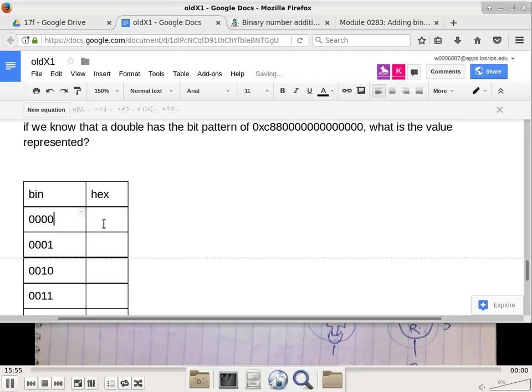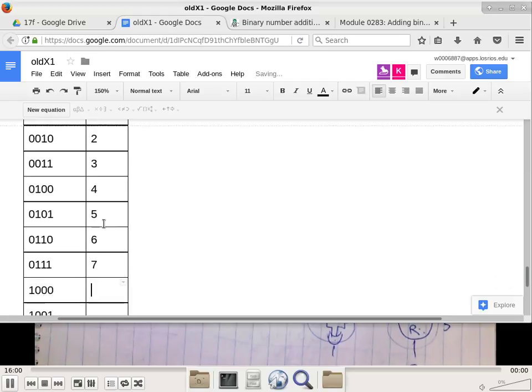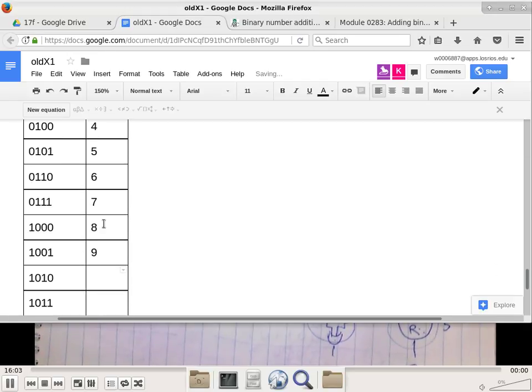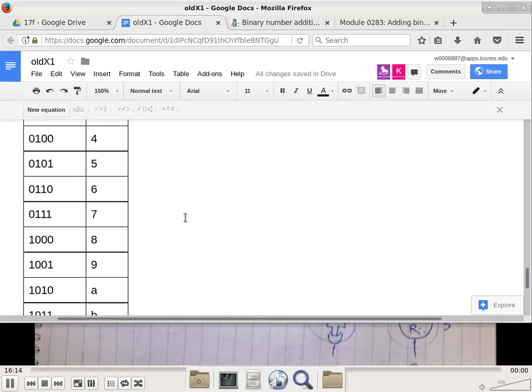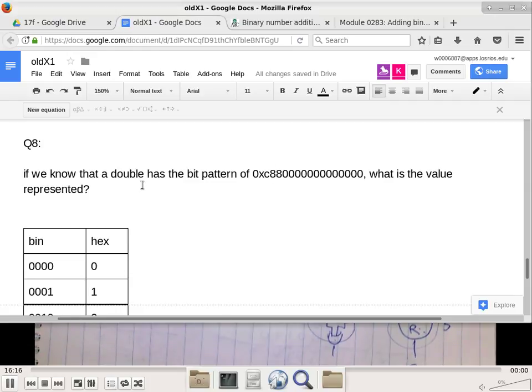In hexadecimal, we have basically the same thing: 0, 1, 2, 3, 4, 5, 6, 7, 8, 9. And then we run out of digits in base 10, so we're going to borrow alphabets: A, B, C, D, E, F. There we go. So with this table, the conversion from this hexadecimal number into the binary bit pattern is literally just looking up: what is C? C is 1100. What is 8? It's 1000. 8 is 1000. And the rest are all zeros anyway.